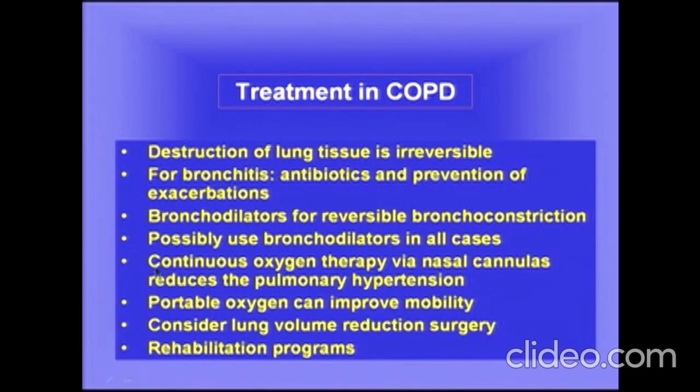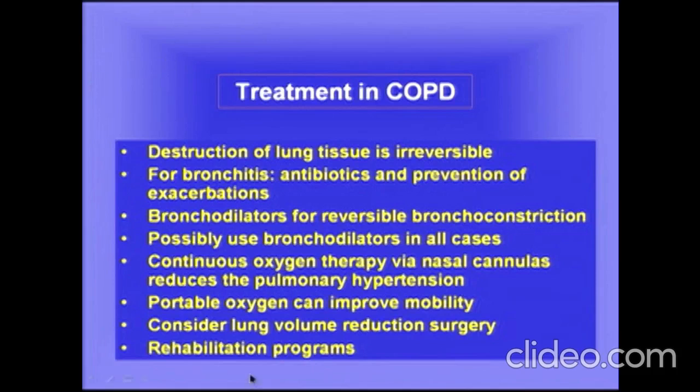Other patients can have portable oxygen that can improve their mobility, and often you've seen patients, now you can use liquid oxygen containers, nasal cannulas, and the patient can go shopping, go to the movies and so on. Lung volume reduction surgery is available for some patients, and that can improve the quality of life over a period. And also rehabilitation programs are important.